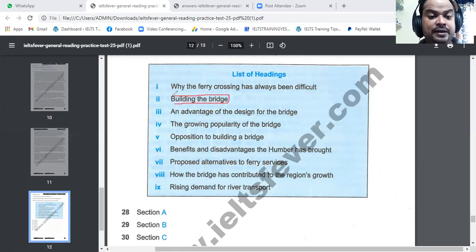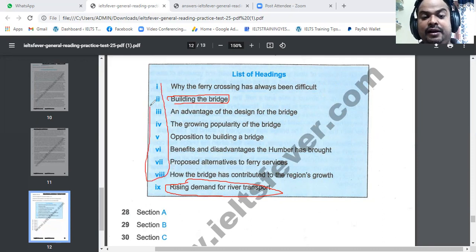So, building the bridge, rising demand for the river transport. These two are headings which cannot be identified that much clearly, but all the other options I have, it has a clear cut meaning. The heading has a clear cut meaning.